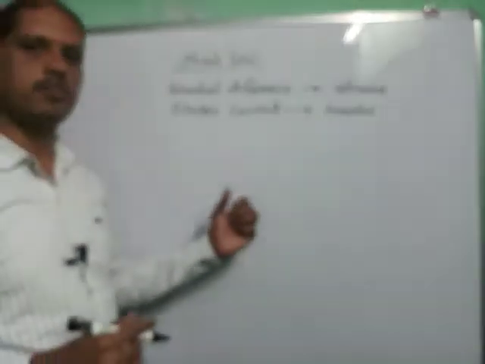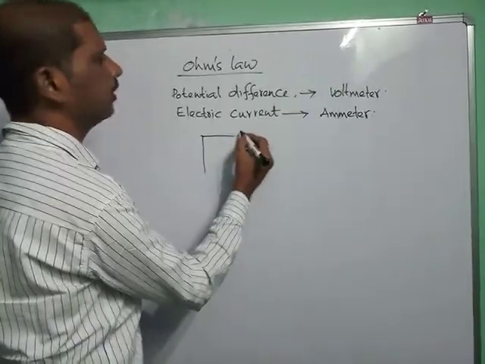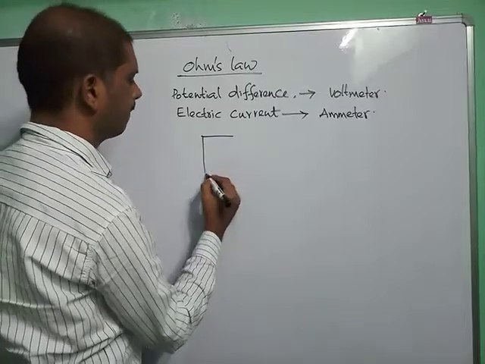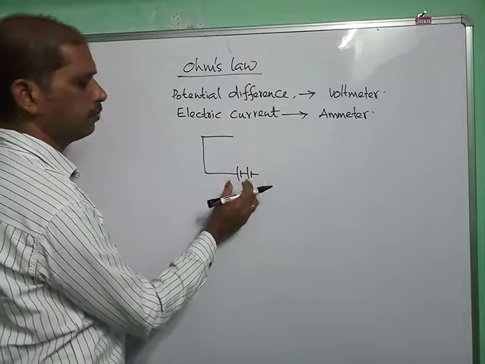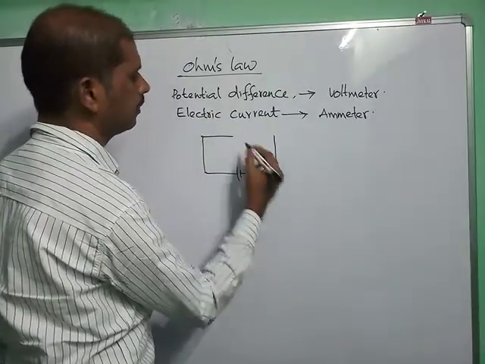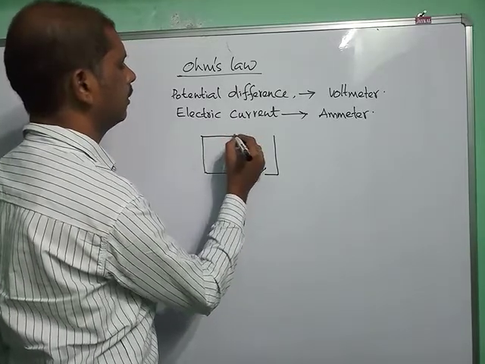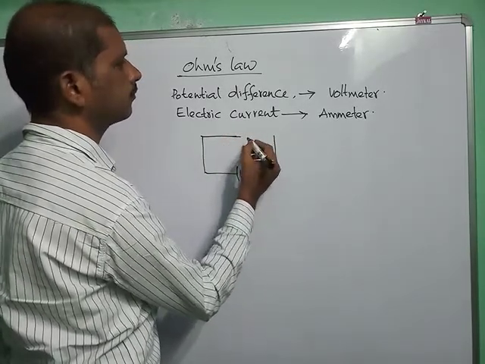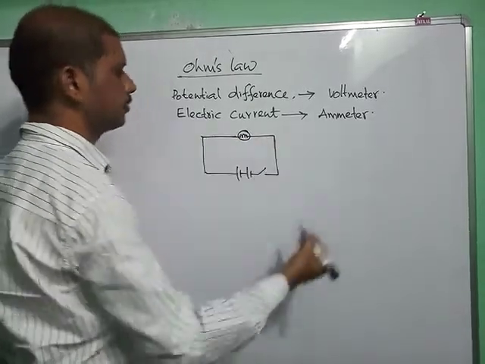Let us consider a simple circuit. A simple circuit consists of a battery, which is nothing but a combination of cells, a tap key or switch, and a bulb that we are using here. This is a simple circuit.